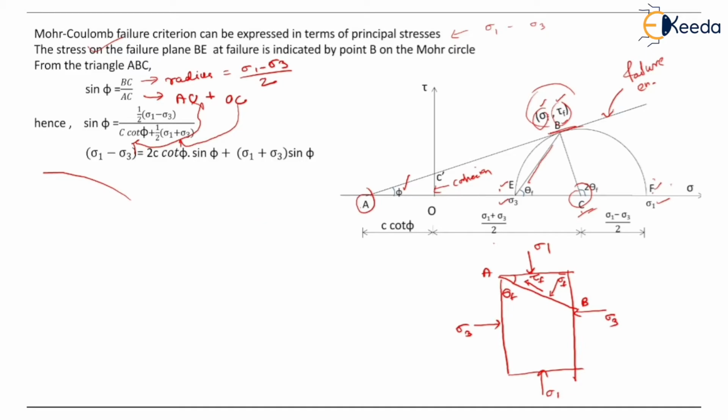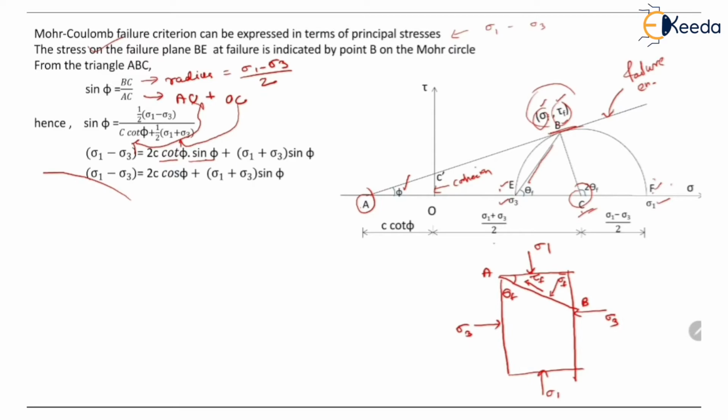If we further simplify the equation, we will get sigma 1 minus sigma 3 equal to 2c cot phi into sin phi plus sigma 1 plus sigma 3 times sin phi. Now cot phi into sin phi is equal to cos phi. Hence the equation will become sigma 1 minus sigma 3 equal to 2c cos phi plus sigma 1 plus sigma 3 times sin phi. So this is the equation in terms of total stresses.